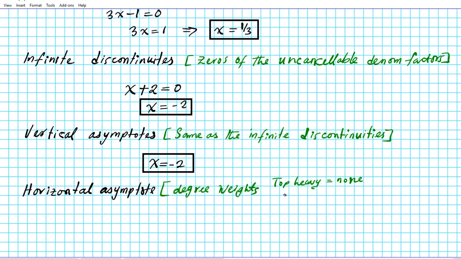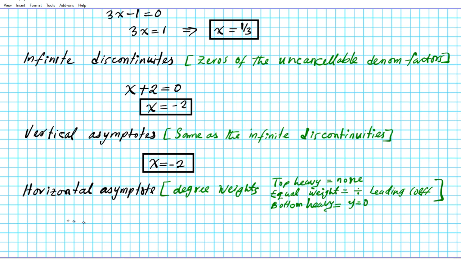What if the degree of the numerator and the denominator are identical? In that case, we have equal weights. In this case, you just simply divide the leading coefficients, and that will give you the horizontal asymptote. Alright, so it's either top heavy, equal weight, or bottom heavy, where the denominator's degree is higher than that of the top. In that case, we have y equals 0 as our horizontal asymptote.